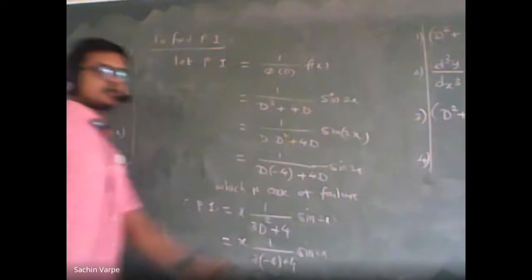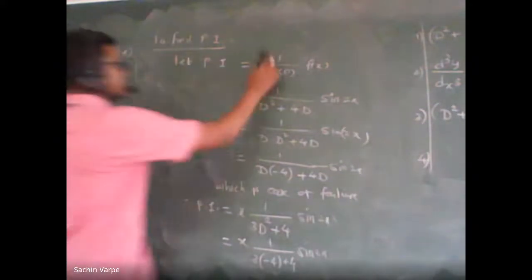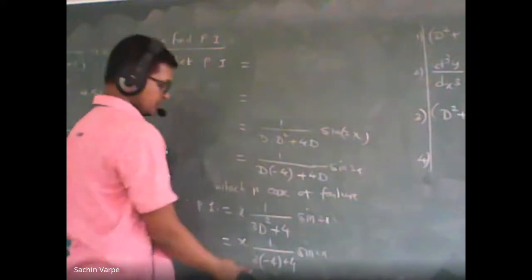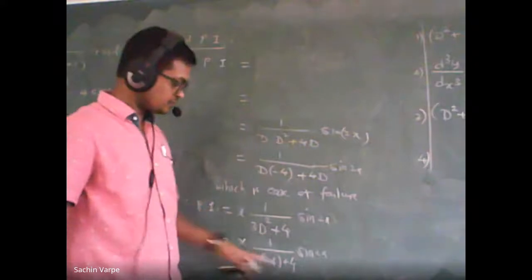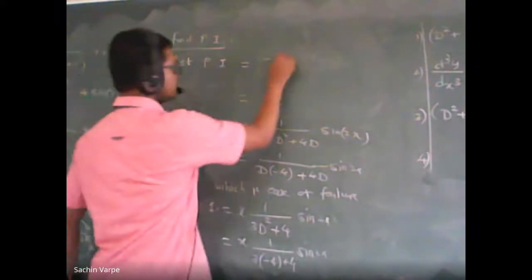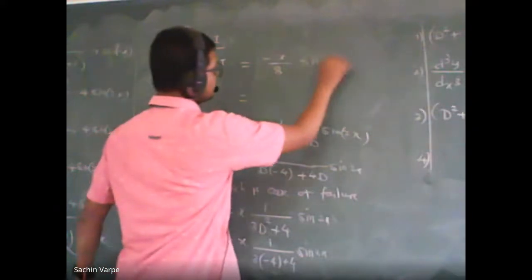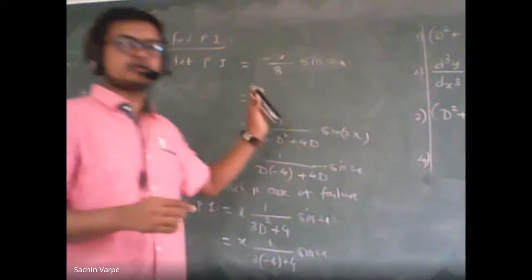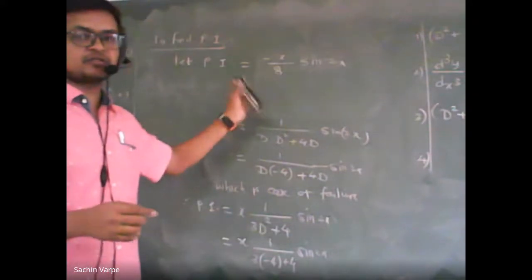Please ask if any doubt. And so that is equal to x into minus 12 plus 4, minus 8. So minus x by 8 sine of 2x. That's it. That is my required particular integral. This example was asked several times in university examinations.